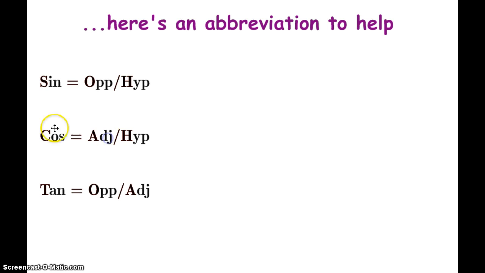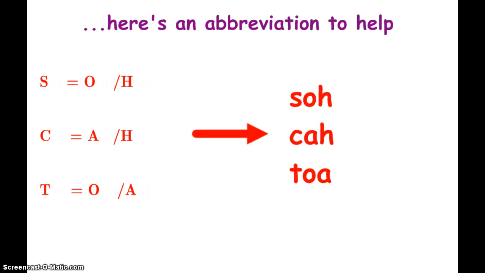And then we can even shorten it further. Let me take out most of those words and just leave the first letters: S for sine, C for cosine, T for tangent, O for opposite, A for adjacent, and H for hypotenuse. And then I'm going to smush those together. If you've ever heard someone say SOHCAHTOA, this is what they're referring to. If you've never heard anyone say that, well, get used to it. SOHCAHTOA is what we use to remember what these ratios are.